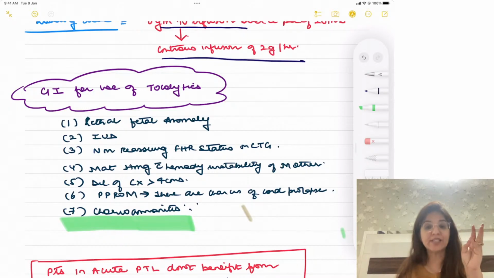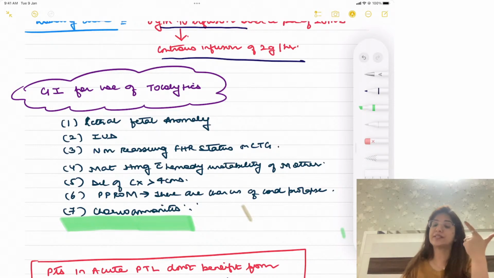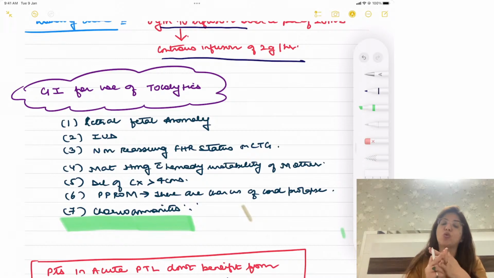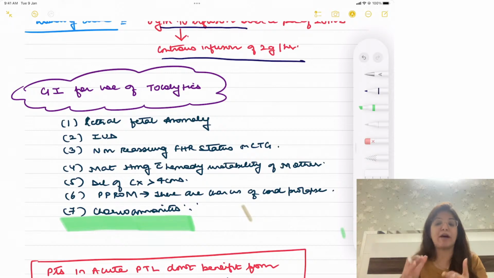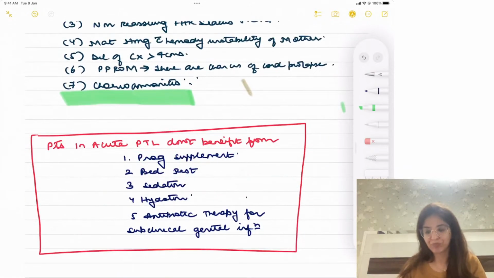So if the fetus is abnormal, how can fetus be abnormal? If there are any congenital lethal anomalies in the fetus, IUD in the fetus, or if there are non-reassuring fetal heart rate status, or if mother is not well, so if the mother is hemodynamically unstable, right? Or if mother has got chorioamnionitis, if there is preterm premature rupture of membranes in such a manner that there are high chances of cord prolapse, right? Or if dilatation of the cervix is more than 4 centimeters, in these conditions you should not be using tocolytics, right?